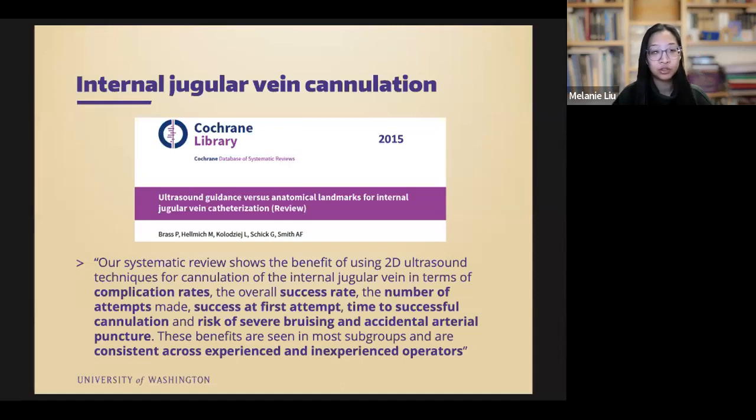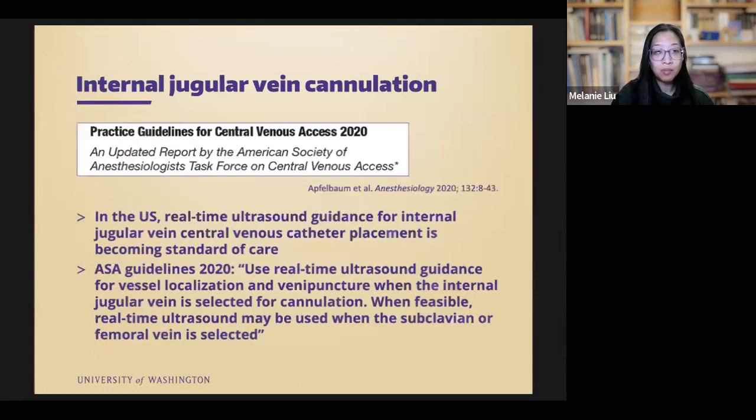The thing I thought was interesting in this review was that these benefits were consistent across both inexperienced and experienced operators. So it really levels the playing field. Now, I think in the United States, real-time ultrasound guidance for IJ central venous catheter placement is becoming the standard of care.